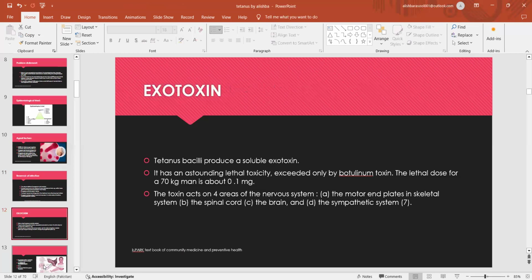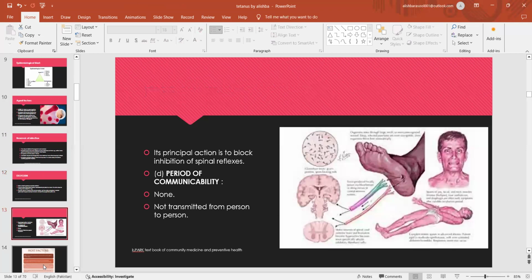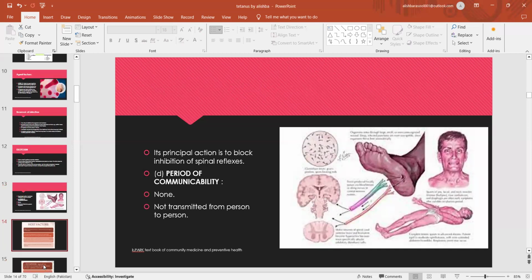Exotoxin: tetanus bacillus produces a soluble exotoxin. It has an astounding lethal toxicity, exceeded only by botulinum toxin. The lethal dose for a 70 kg man is about 0.1 mg. The toxin acts on four areas of the nervous system: the motor end plates in the skeletal system, the spinal cord, the brain, and the sympathetic system. Its principal action is to block the inhibition of the spinal reflexes. Period of communicability: none, not transmitted from person to person.